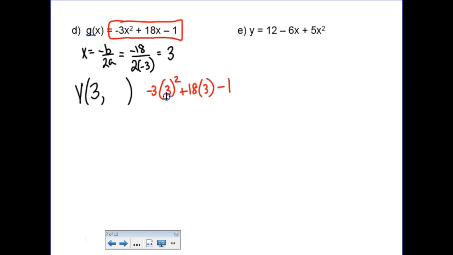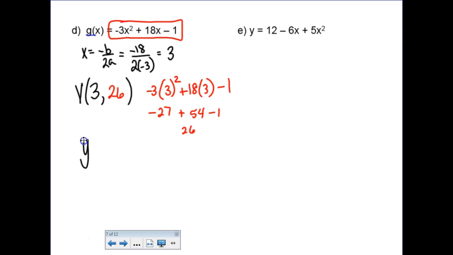Oh gosh. All right. 9 times negative 3 is negative 27, plus 54 minus 1? You should probably check my math there, guys. When you add that, is it 26? Okay. So you just calculated the y-coordinate of the vertex.